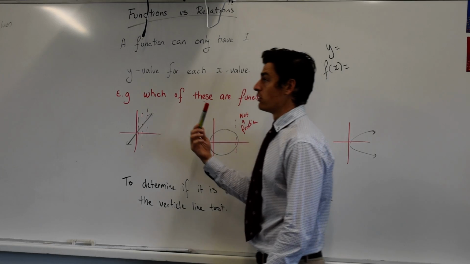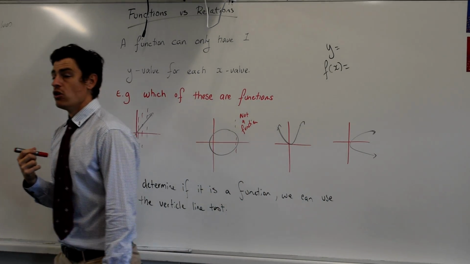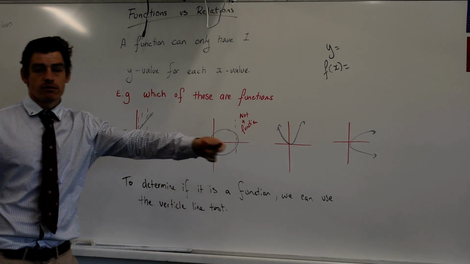Then it is a relation. So relations can have many y values for each x value. With a relation, an example might be x equals y squared. Which one of these graphs do you think that might be?